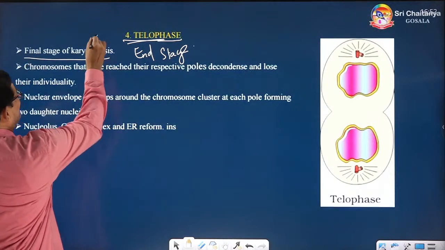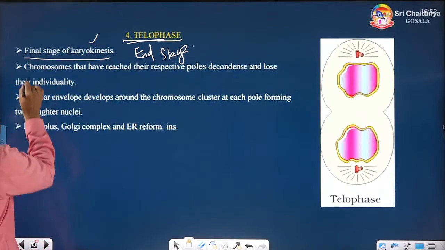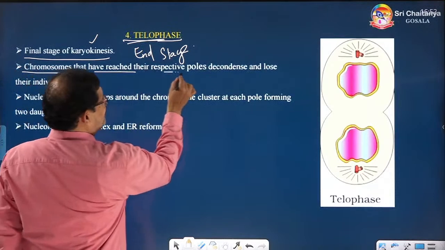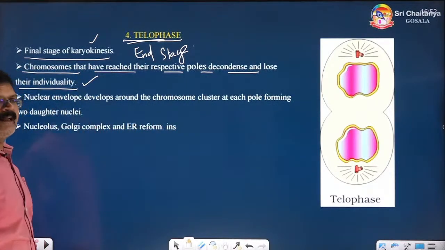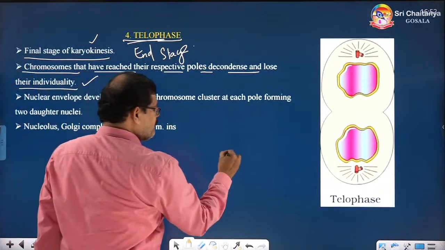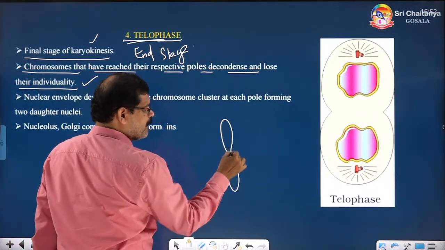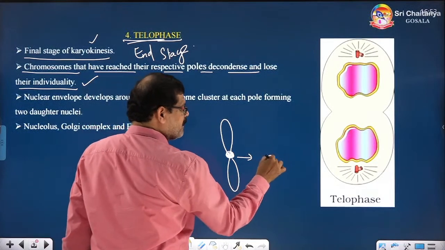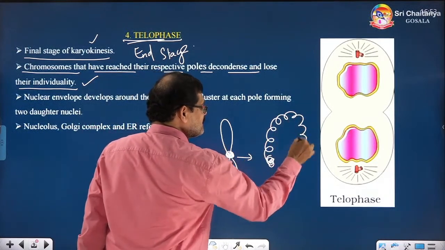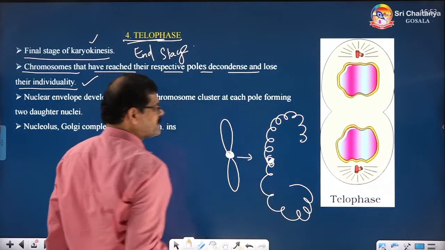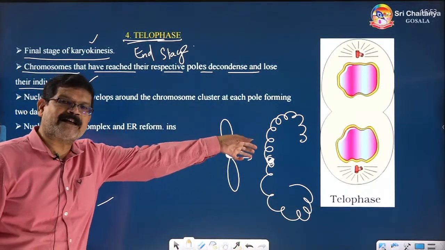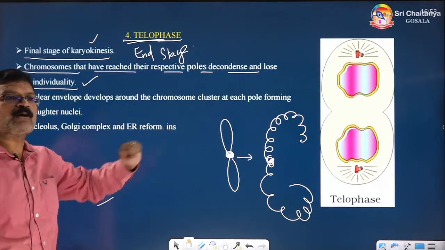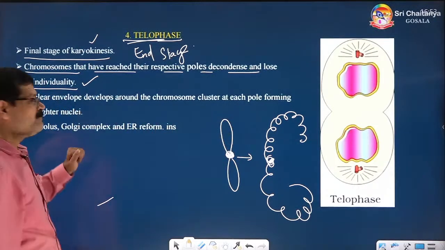The final stage of karyokinesis is telophase. Chromosomes that have reached their respective poles decondense and lose their individuality. Means the chromosome is present like this. Now what has it become? It has become chromatin like this, because the chromosome has lost its identity. It has become chromatin.